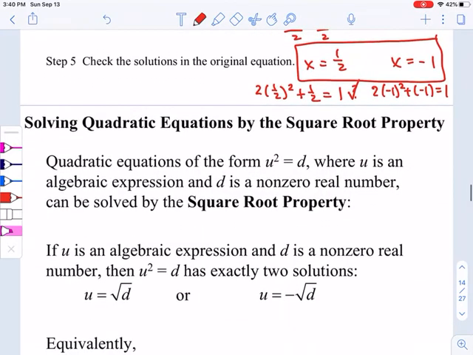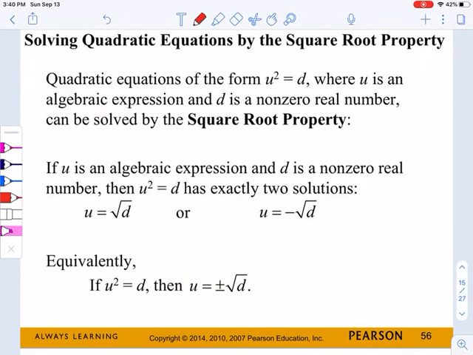So what happens if maybe we can't factor? Is there another method to solve? So another method is solving quadratic equations by the square root property. It says quadratic equations of the form u squared equals d, where u is an algebraic expression and d is a non-zero real number, can be solved by the square root property. Square root property is if you have something squared, you can undo a squared by taking a square root. So if u is an algebraic expression and d is a non-zero real number, then u squared equals d has exactly two solutions. u is equal to the square root of d, or u is equal to the opposite of the square root of d.